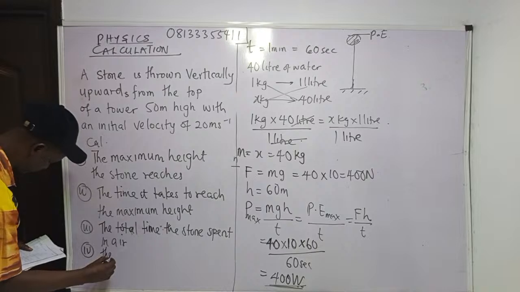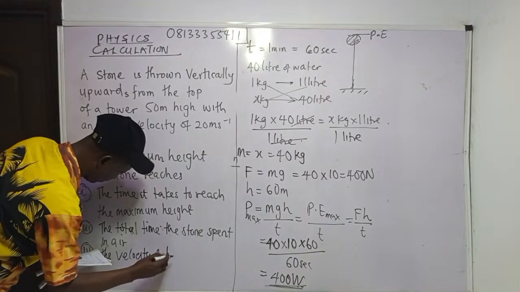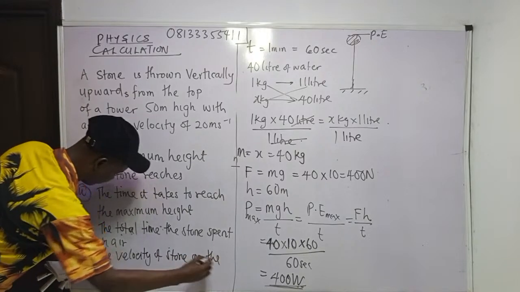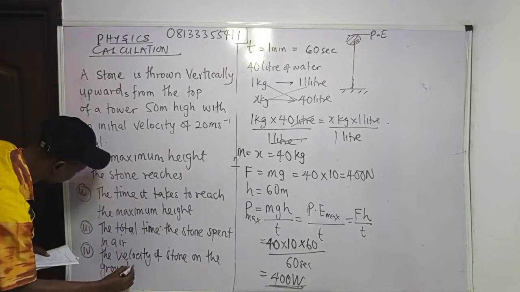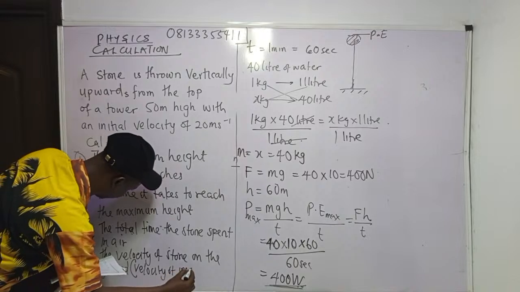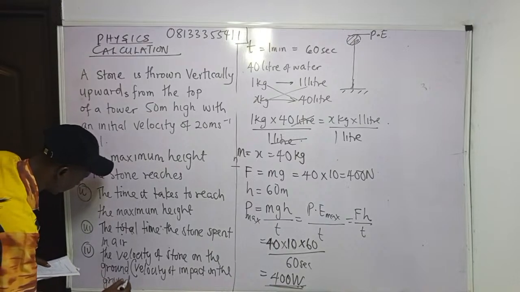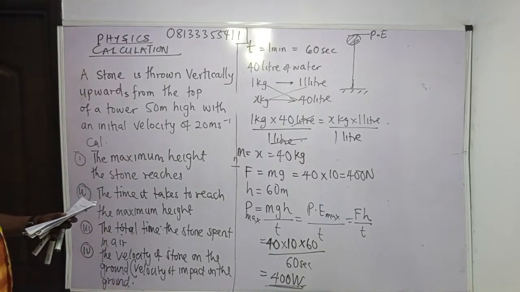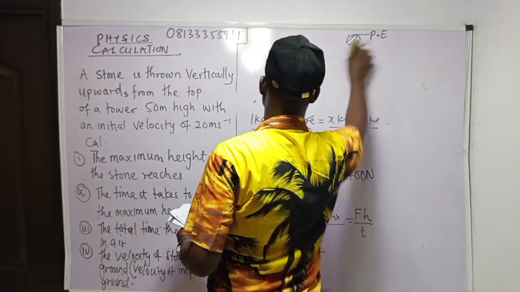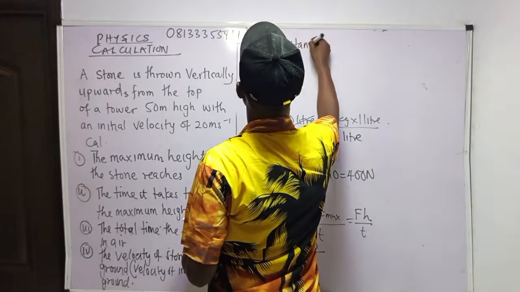The last one, they say what? The velocity, second to the last, velocity of what? The velocity of the stone on the ground. That means he's saying the velocity of impact on the ground. And the last one is the total distance it covered. This one is not height. It's the total distance it covered.